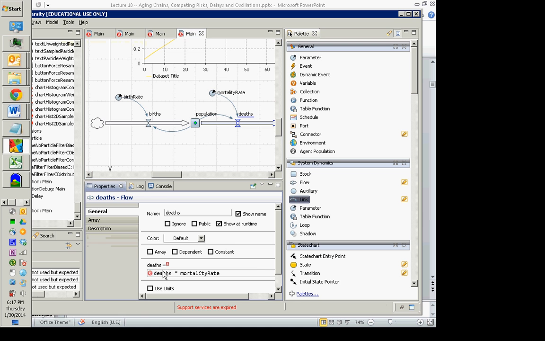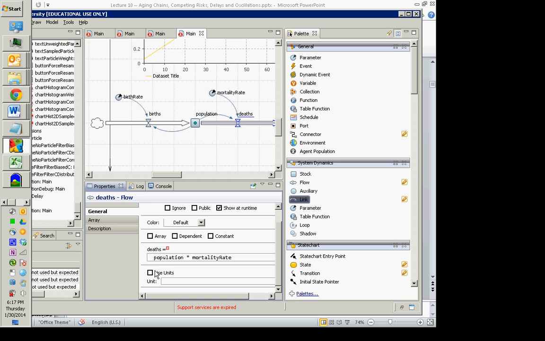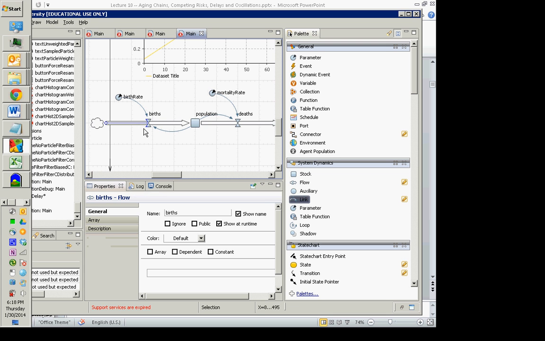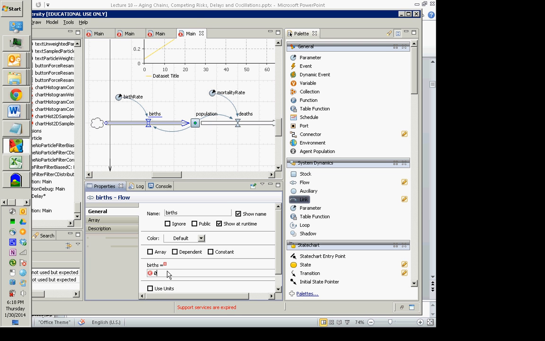Well, unit checking would have checked that. By the way, you'll notice that AnyLogic, like Vensim, does support unit checking. So you can specify units, and you could say check my model, and it will check the dimensional consistency. That's a good thing. And then births is population, we'll call it birth rate times population, right?